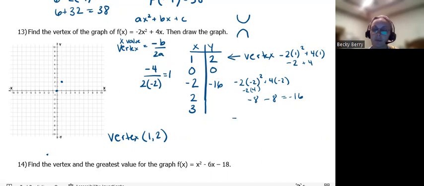Let's plug in a +2. 4 times 2 is 8. 2 squared is 4 times -2 is -8. So this ends up being 0. 2, 0. And then the last one we'll plug in 3.